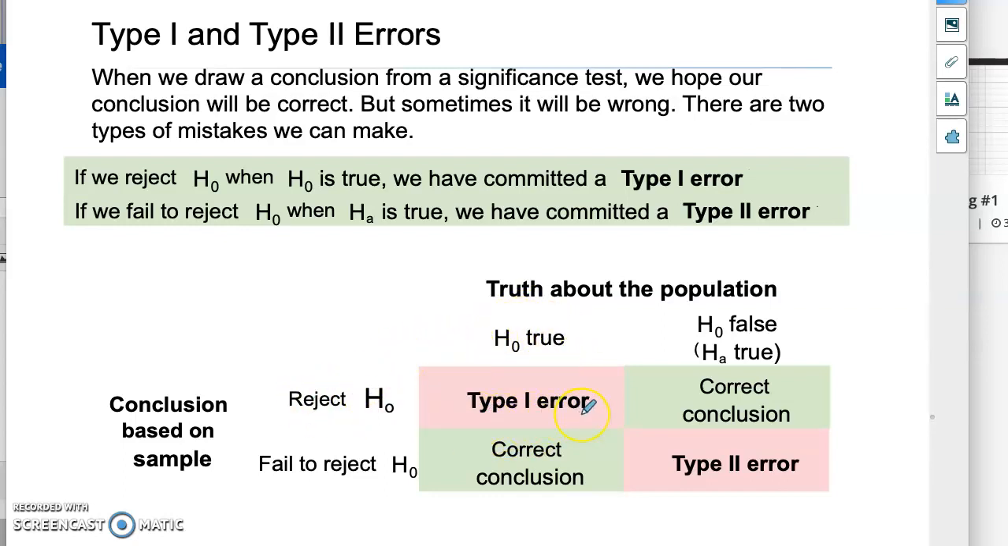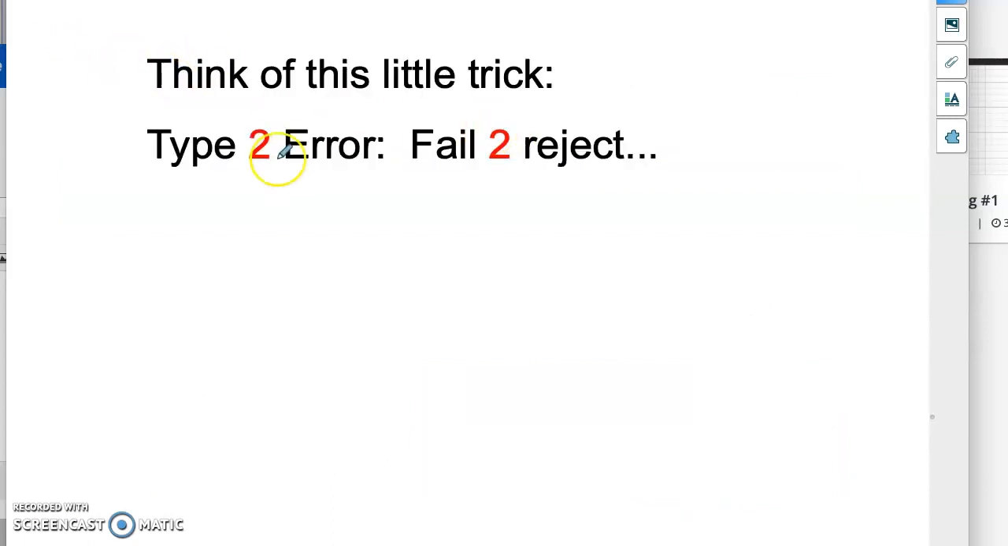That's called a type 1 error. Or maybe it's false, but we don't reject it. We fail to reject because we didn't get evidence in our sample that would cause us to reject. That is called a type 2 error. So think of this little trick when you're trying to remember which is type 1 and which is type 2. A type 2 error is where we fail to reject. Little trick.